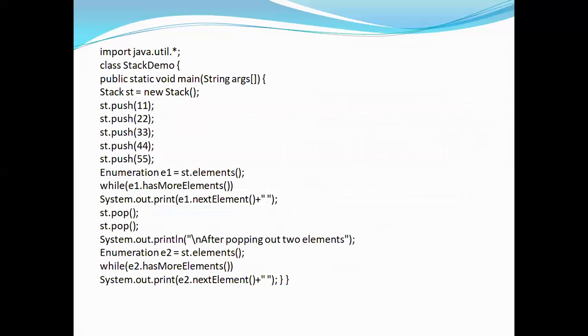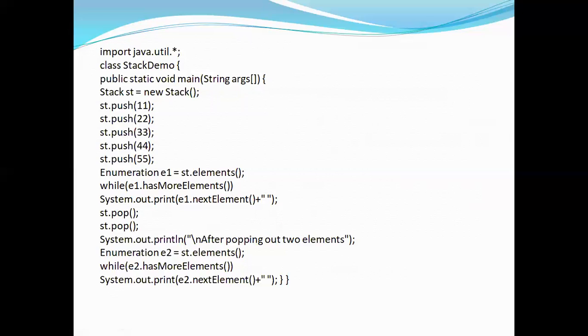Now let's see one example. I'm taking a stack object st for the Stack class, and I'm pushing some elements here. Pushing is nothing but insertion. I'm adding all these elements into the stack. After adding, I'm taking the object for my enumerator. Now I'm using this enumerator method to check whether it has more elements or not. If it has more elements, I'll print all the elements one by one.